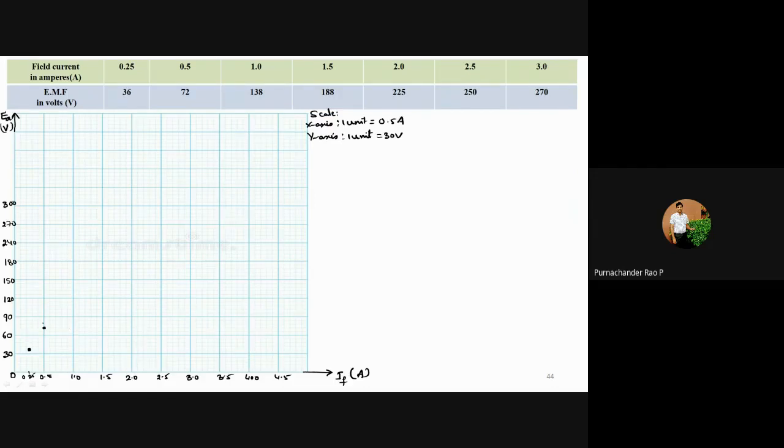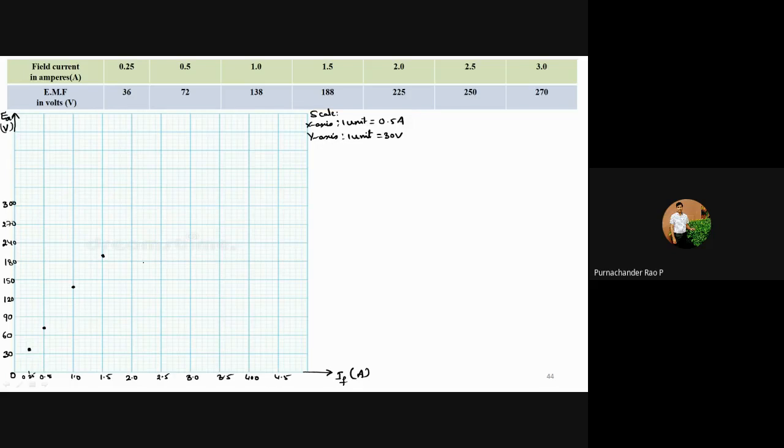The next field current is 1 and our voltage is 138. So 138 means 120, 126, 132, 138. So at the third point, at 1, this is your 138. And next, at 1.5, it is 188. So this is 180, 186, a small deviation here. This one is 188.